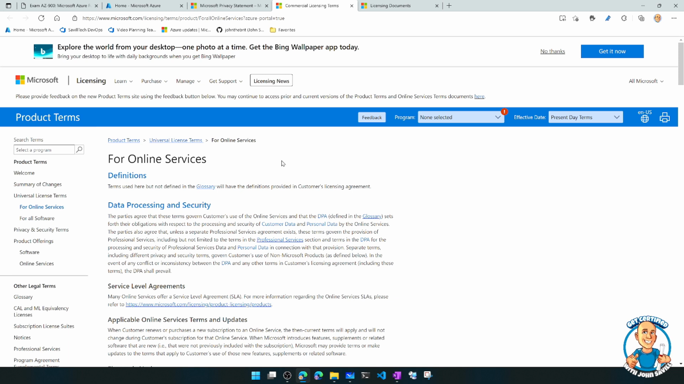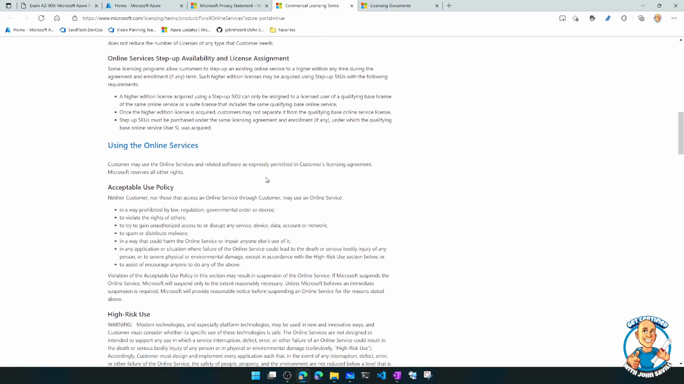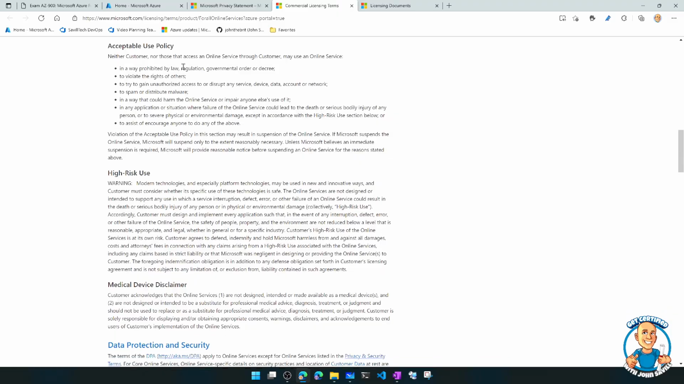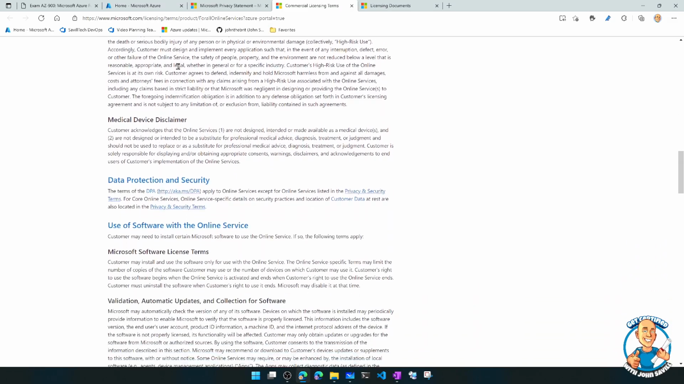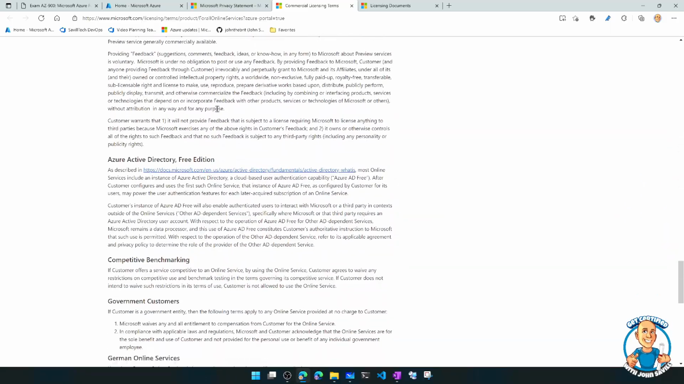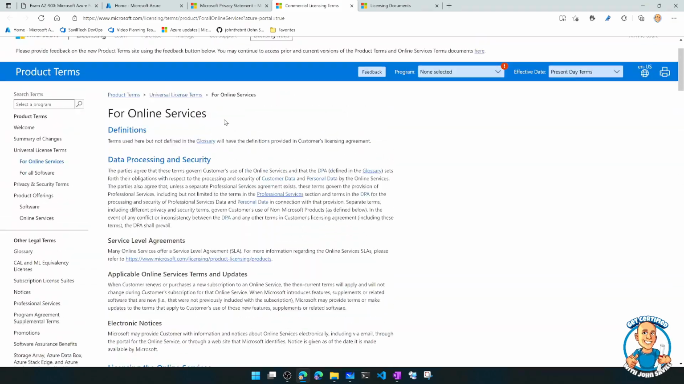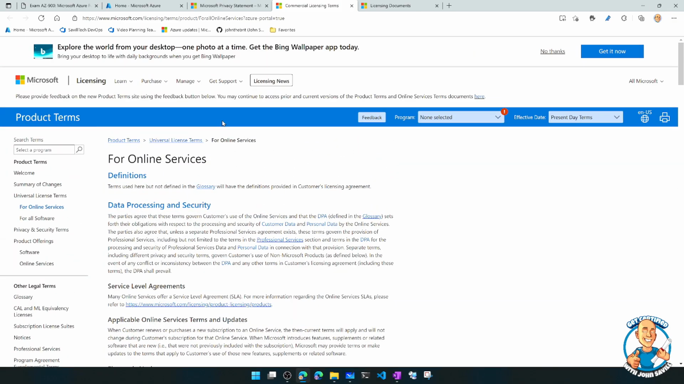The next document is the Online Services Terms. Now, this is the legal agreement between Microsoft and the customer. It outlines the various obligations around processing and security of the customer data and personal data. So once again, you can go through this document, and it has things like the acceptable use policy, just the various aspects of that agreement between Microsoft and the customer. So that's the goal of this.